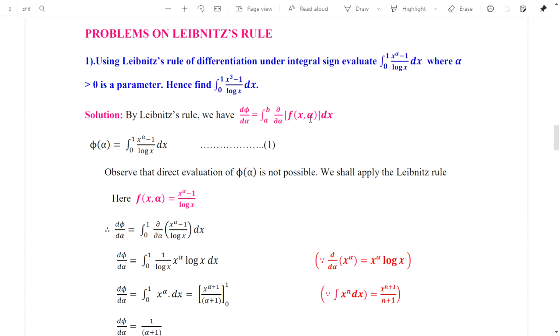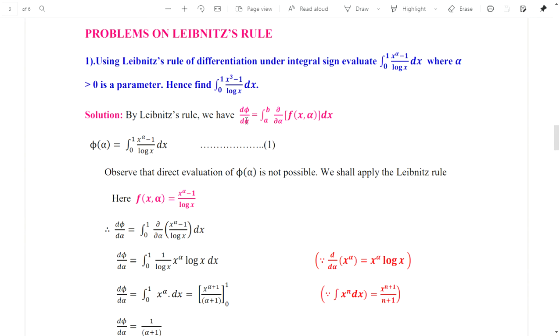Here the given integral, whatever we have to evaluate, is from 0 to 1 x to the power alpha minus 1 by log x into dx. So I will take this as phi of alpha. So phi of alpha is equal to integral of 0 to 1 x to the power alpha minus 1 by log x into dx. Now we can't evaluate this integral by known methods. That's why we have to use the Leibniz rule. So what is the Leibniz rule?